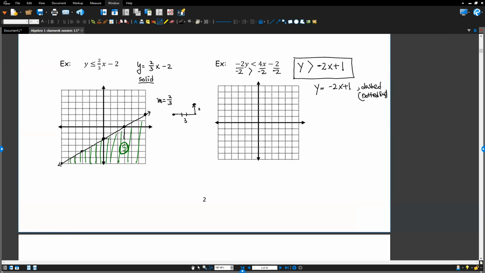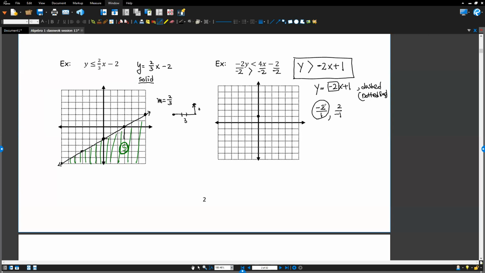Where is the b value? The y-intercept is 1 over here. Where is the slope? The slope is -2. -2 is -2 over 1 or 2 over -1. You can use either of these. I'm going to use this one.